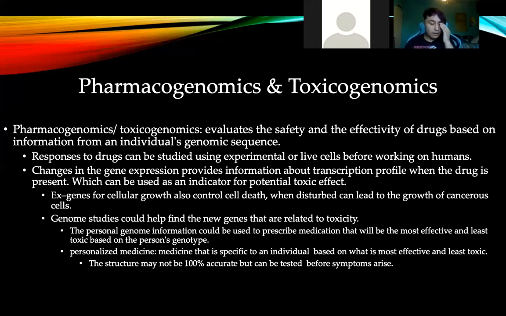Responses to drugs can be studied using experimental or live cells before working on humans. And changes in the gene expression provide information about the individual's transcription profile when the drug is present. It can also be used as a potential indicator of how toxic an effect drugs might have on an individual. And as an example, genes for cellular growth also control cellular death or apoptosis.